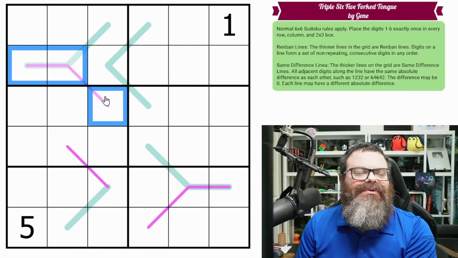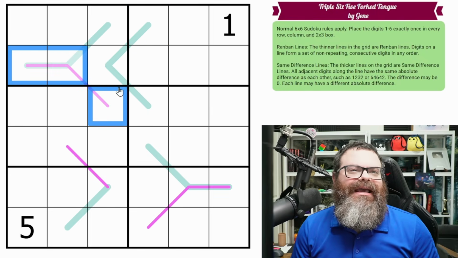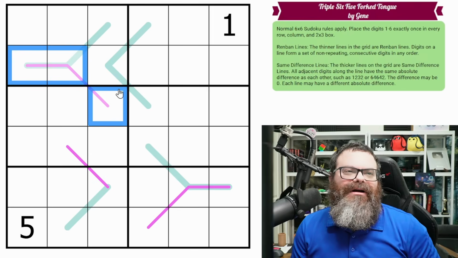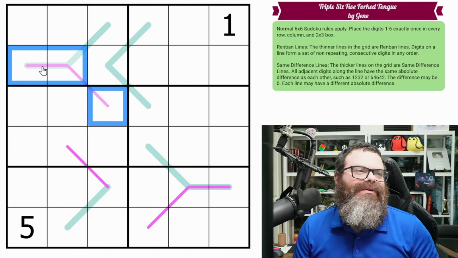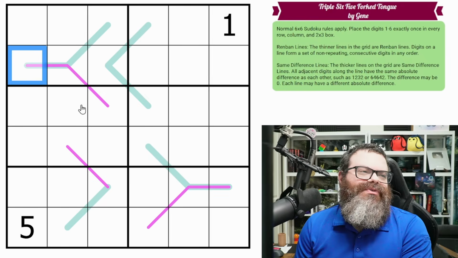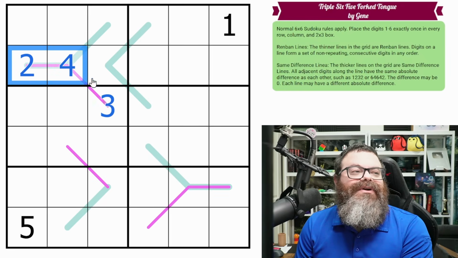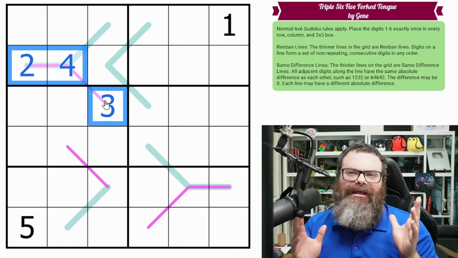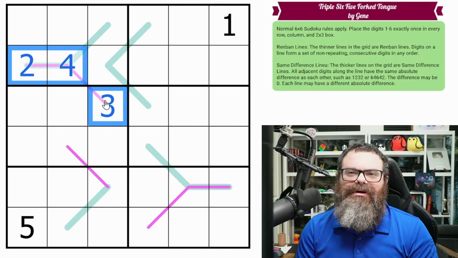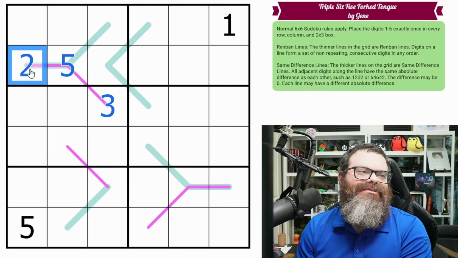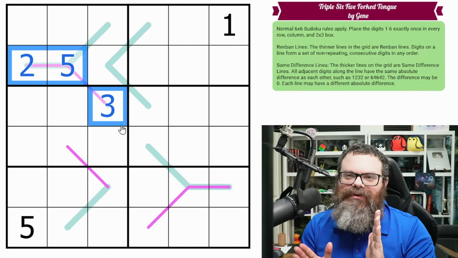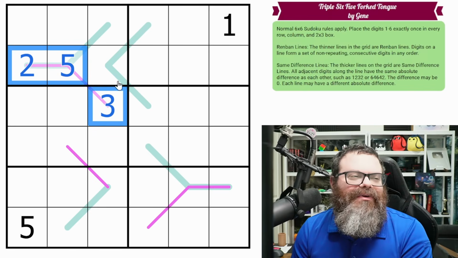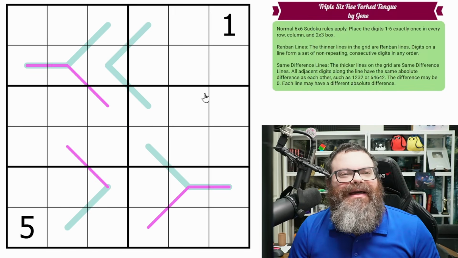In addition to that, we do have Renban lines. The digits on the line form a set of non-repeating consecutive digits in any order. So, for example, we could do 2, 4, 3. If we take this set of digits and put them in order, it's 2, 3, 4. That is consecutive. But if I ever try to do 2, 3, 5, we've skipped over the 4. That's not consecutive anymore. That's no good. And that's it. Those are the rules.